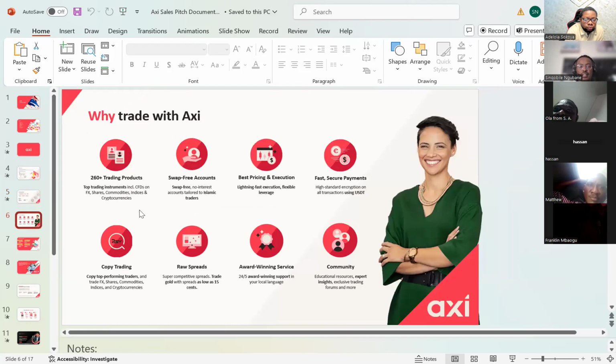And then why trade with AXI? The trading instruments, trading products that we have, it's plus 260. We also have swap-free accounts. We have the best pricing conditions and execution. So we are a fully ECN broker, which is electronic communication network, right? So we don't trade the other side. We don't take the other side of your position.